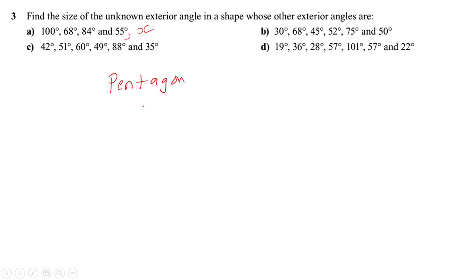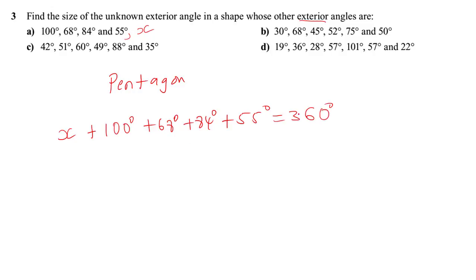Now we know that for any polygon, the angles on the outside, the exterior angles, add up to 360. So if I do 100 and I add 68 and I add 84 and I add 55 and I add the X, which is what I'm looking for, the answer should be equal to 360. So you form an equation. Now, once you form an equation, all you need to do is to do the opposite. But the first thing is to simplify.